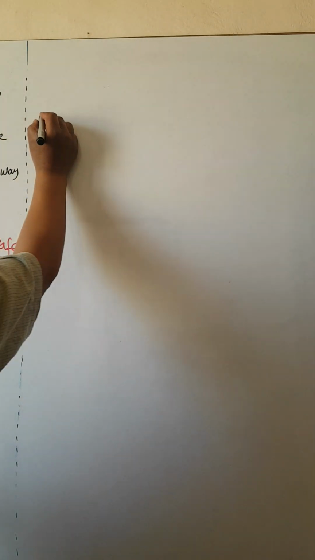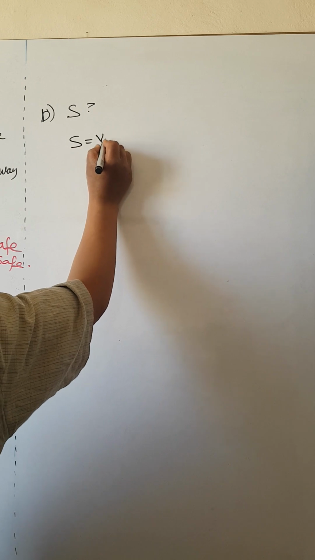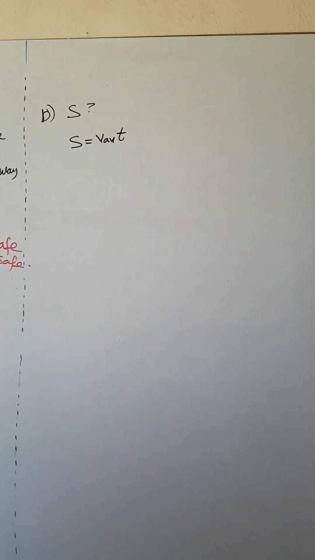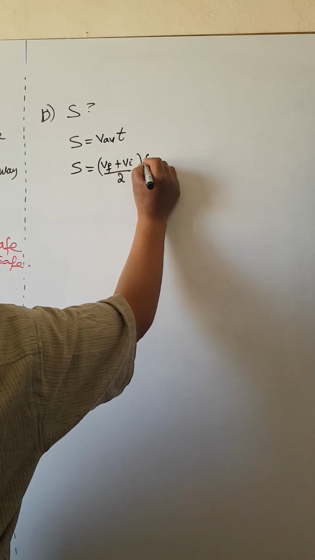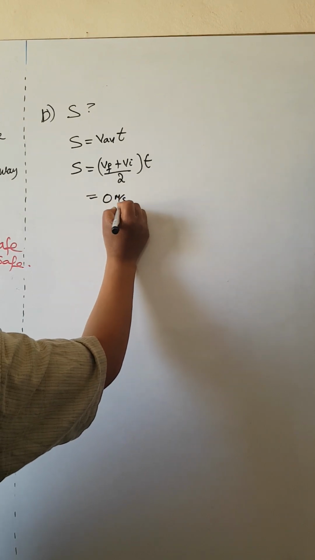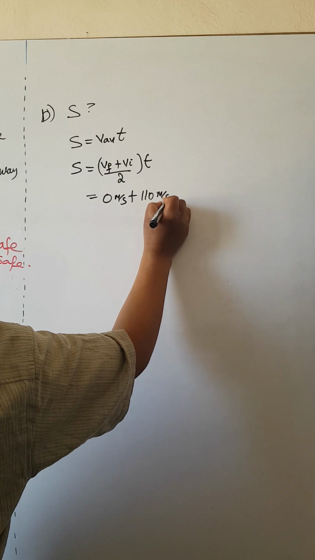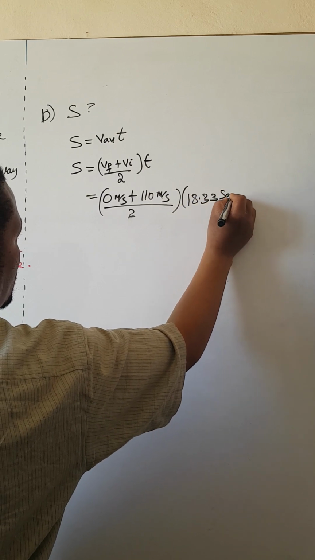Now part B, S, how far it travels. S is equal to V average times t, average speed times t, which is the distance. And the runway is 1 kilometer. This is equal to Vf plus Vi divided by 2 multiplied by the time taken. Now Vf is 0 meters per second plus the initial speed of 110 meters per second, divided by 2, multiplied by the total time, which was found to be 18.33 seconds.